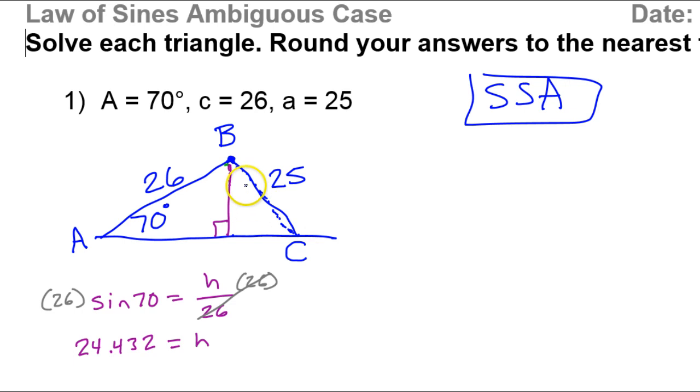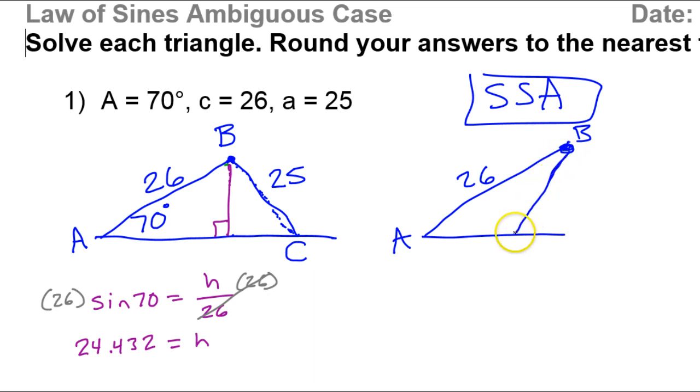Okay, but we will have another solution that looks like this. So this is our A and our B and our 26. But like I said, it could come in like this, so this could be angle C. So this is what the other solution would look like if the 25 was in like this. Okay, so let's solve them both.